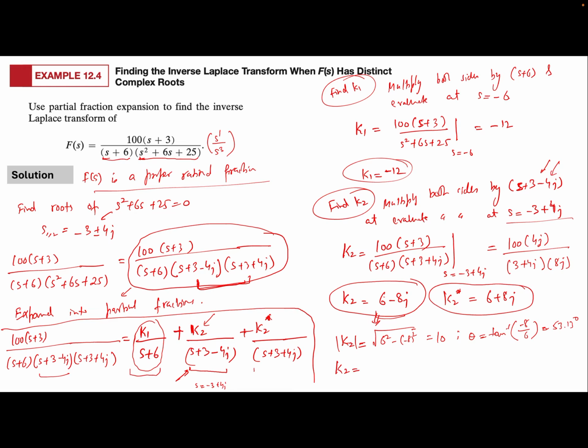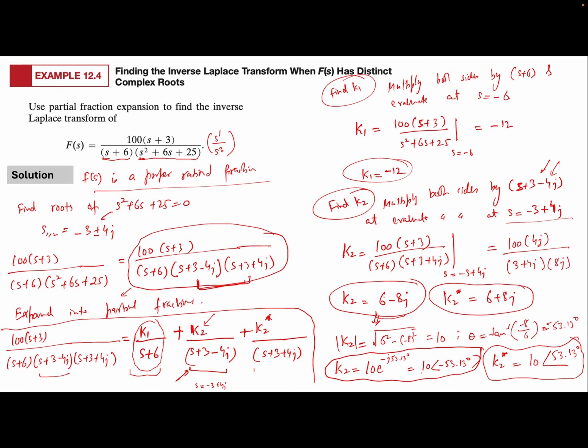Another way to write that would be 10 e raised to the power minus j 53.13 degrees. Another way to write it would be 10 as the magnitude, and here's the phase, minus 53.13 degrees. So these are other representations of k2. Similarly, k2 prime would be 10, and the angle would be positive 53.13 degrees. All right, and this is negative.